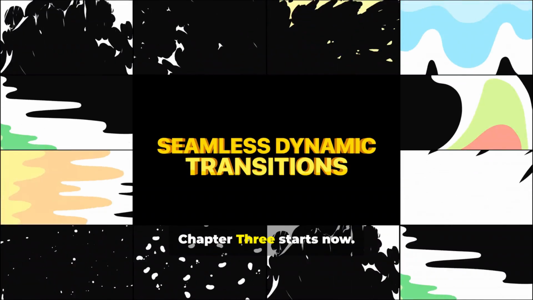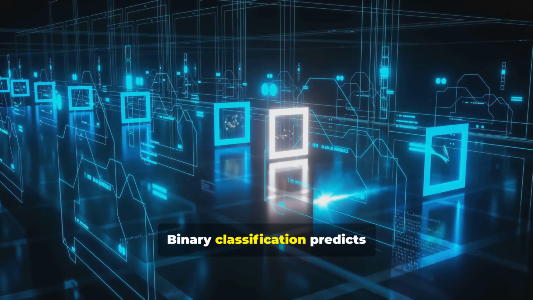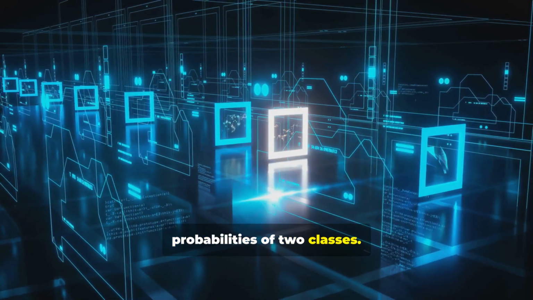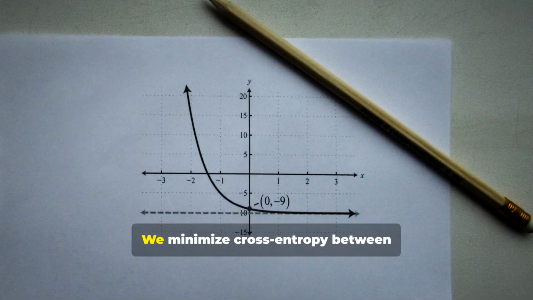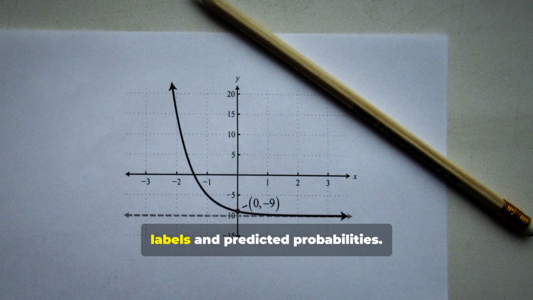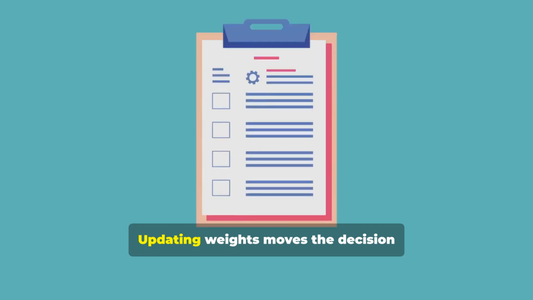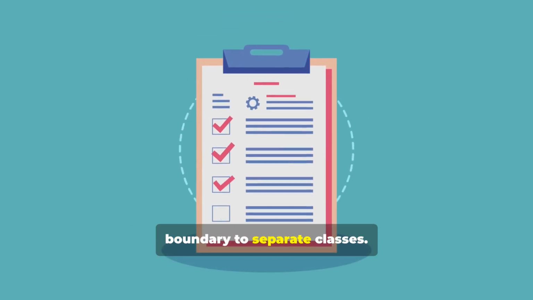Onward. Chapter 3 starts now. Binary classification predicts probabilities of 2 classes. Logistic regression: sigma of w dot x plus b. We minimize cross-entropy between labels and predicted probabilities. Updating weights moves the decision boundary to separate classes.